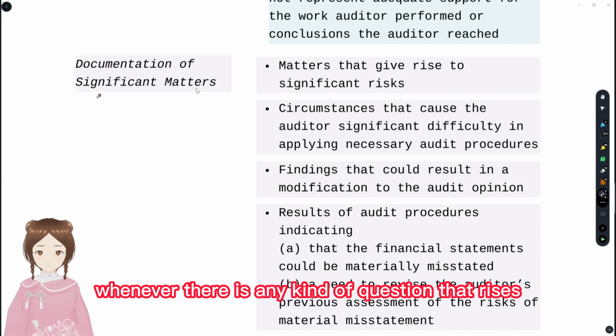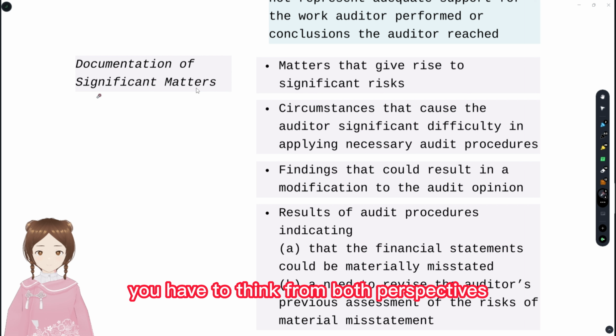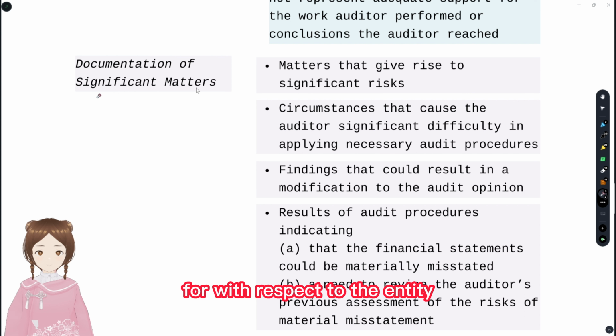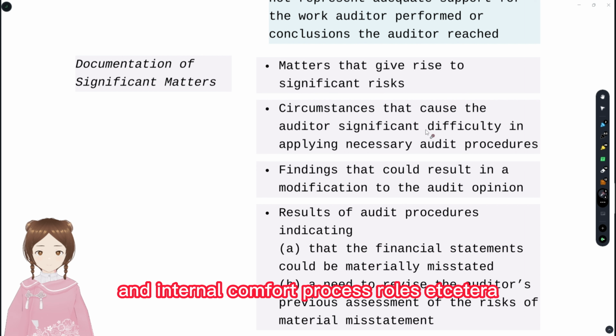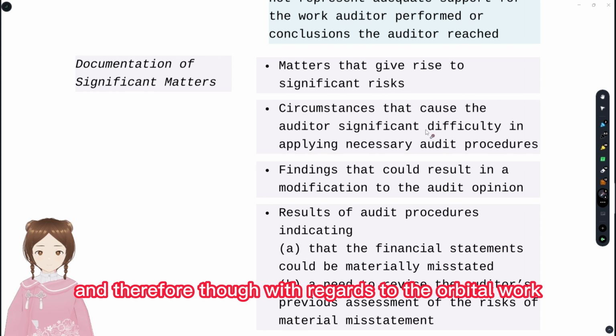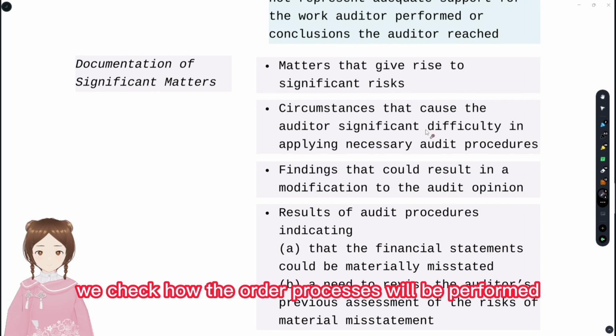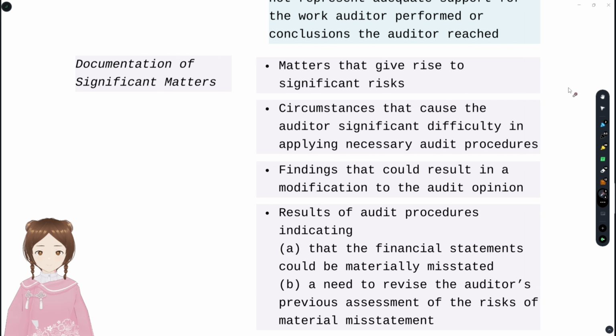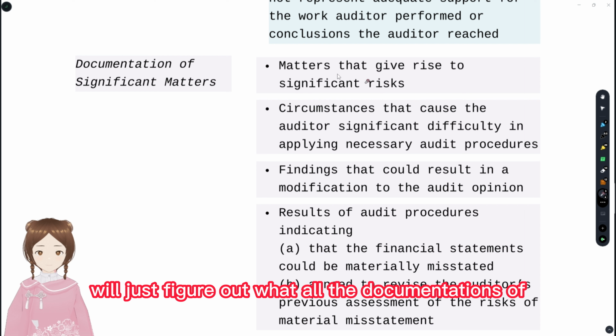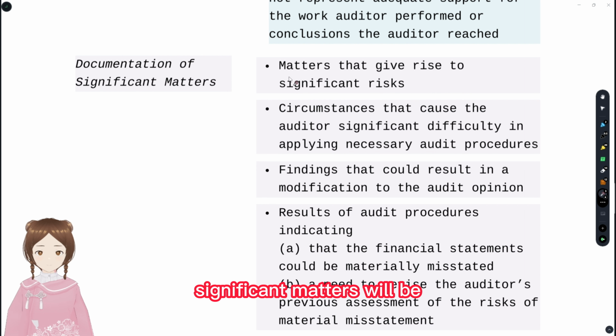Whenever any kind of question arises, you have to think from both perspectives to write your audit answer completely: first, with respect to the entity, and second, with respect to the auditor. With regards to the entity, we look at the risk and internal control procedures, etc. And with regards to the auditor, we check how the audit procedures were performed. Keeping those two things in mind, we'll figure out what the documentation of significant matters could be.